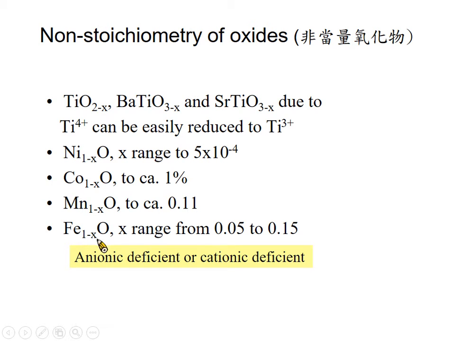How about iron oxide? Iron oxide can range from 0.05 to 0.15, 5% to 15%. That change is the ratio of the iron to the oxygen. So anionic deficiency or cationic deficiency may happen in different ceramic oxides. So when we write the composition of the ceramics, we have to be very careful about the non-stoichiometric behavior of our ceramics.